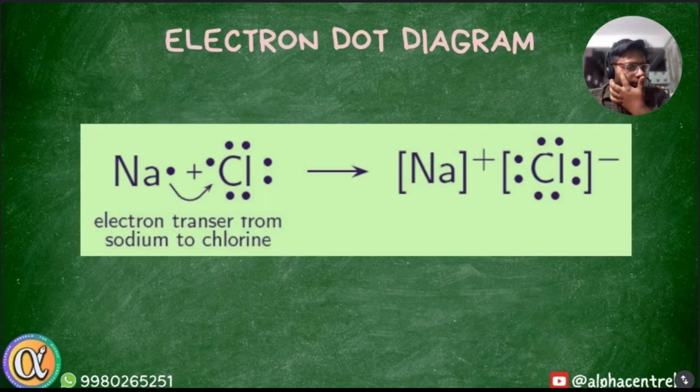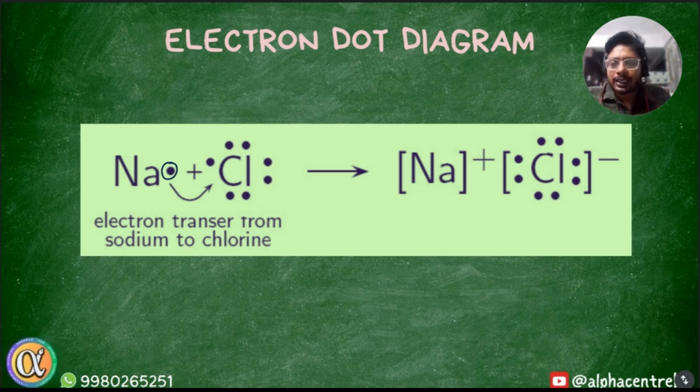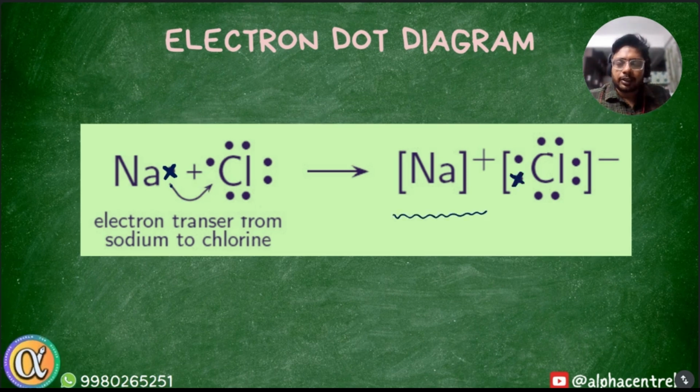Let's see how the electron dot diagram of sodium chloride looks. In this case, sodium had one extra electron in the valence shell, meaning 2, 8, 1, right? So we're just drawing the valence electrons and not all the electrons. Now this arrow shows the transfer of an electron from sodium to chlorine. After that, chlorine gets one extra electron, and sodium, after loss of an electron, becomes positively charged. Chlorine, after gain of an electron, becomes negatively charged. So we put the positive and negative charges outside the square bracket. This is how we draw the electron dot diagram.